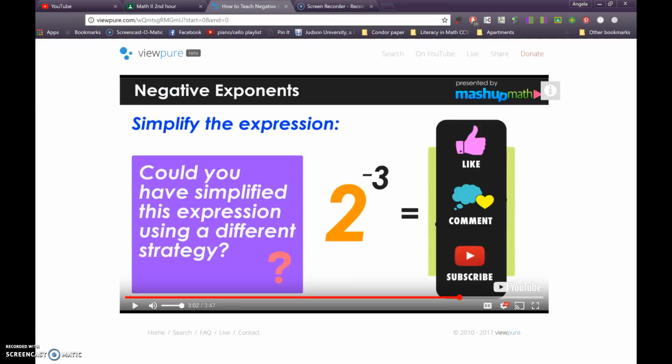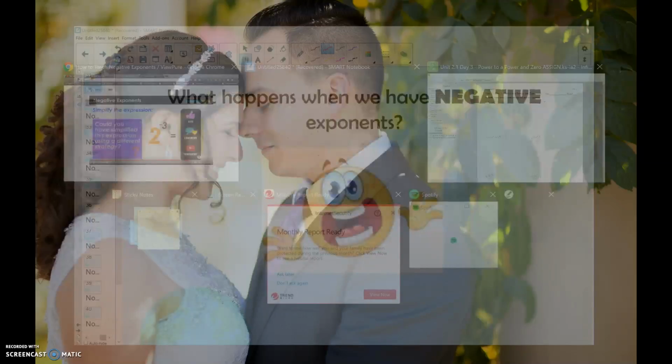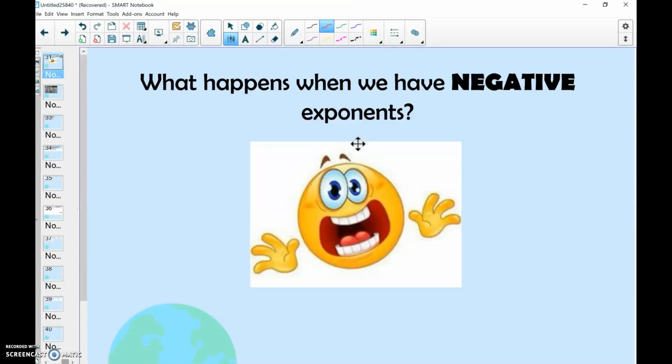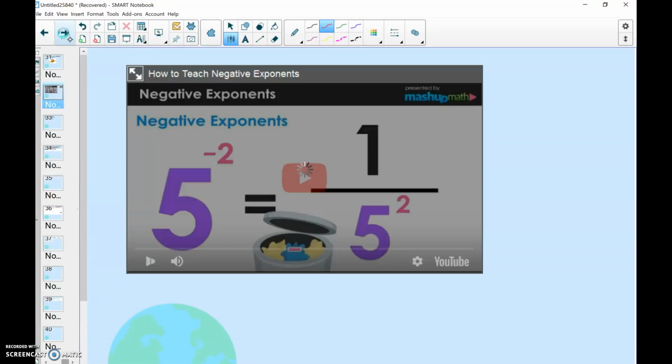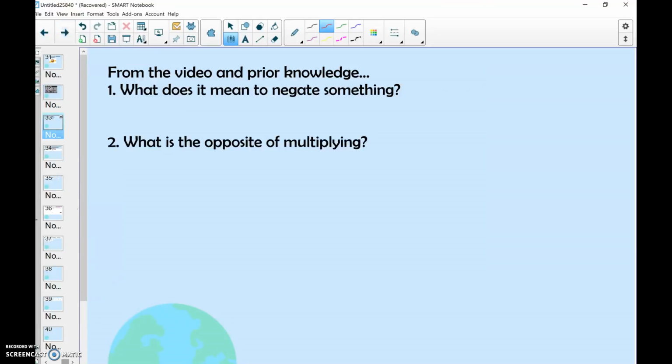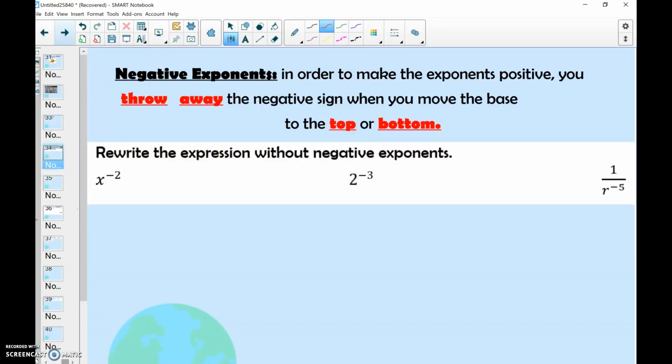Alright, so we don't really need much more than that. So let's see if it'll let me back out of here. Alright, so they give you really nice examples, kind of starting you on the basics of negative exponents. So what does it mean to negate something? It means to do the opposite or the inverse of something, hence negative exponents. So the opposite of multiplying is going to be dividing, really, is what we're doing.